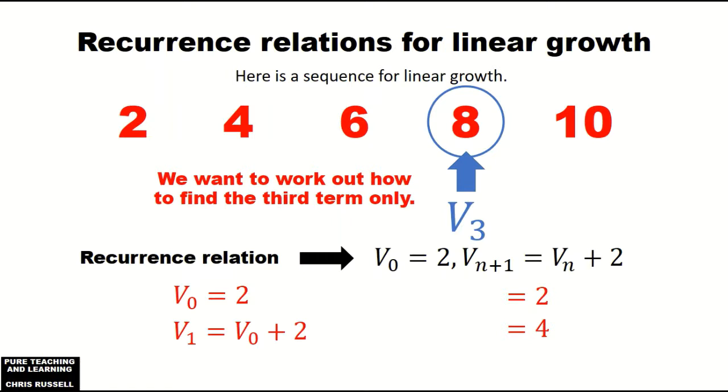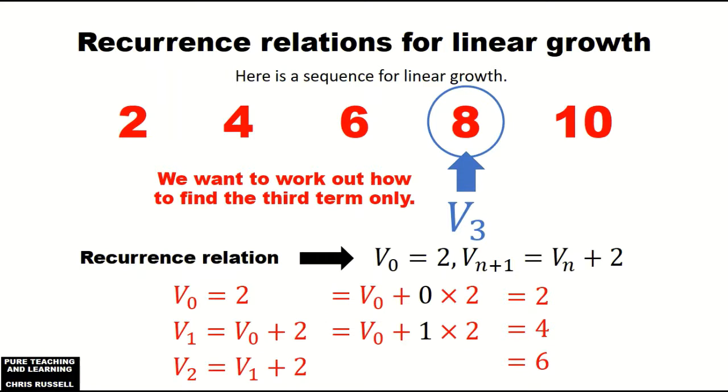Now that term is V1. So now we can substitute V1 back into the sequence where V2 equals V1 add 2. And that equals 6. Now there's another way we can actually write this process. V0 also equals V0 add 0 multiplied by that common difference of 2. For the next term, V0 add 1 multiplied by that common difference equals 4. And once again, V0 add 2 multiplied by 2 equals 6. And as you can see, all that text in the black writing is changing.